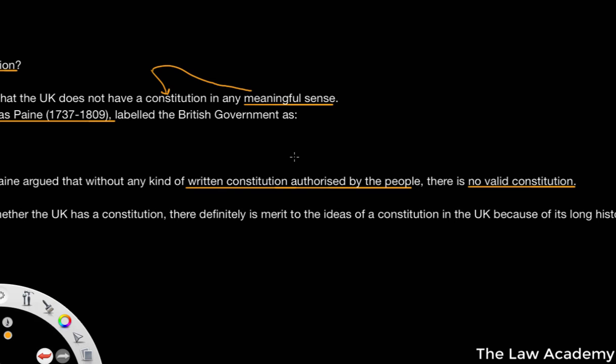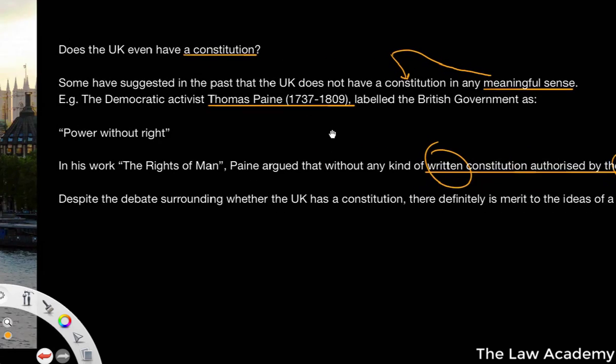In the United Kingdom, the Constitution is something that has developed over literally thousands of years, and some aspects of the UK Constitution date back to Roman law, and so it's very difficult to argue that our Constitution has ever been at any single point authorised by the consent of the people. And according to Paine, this means that if it's not written and if it's not authorised by the people, it's not democratically legitimate, therefore it's not a valid constitution.